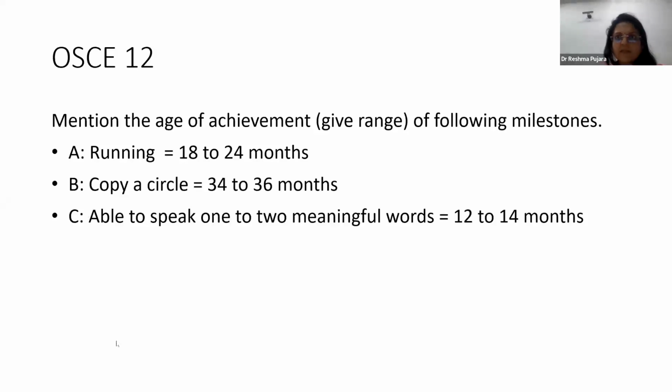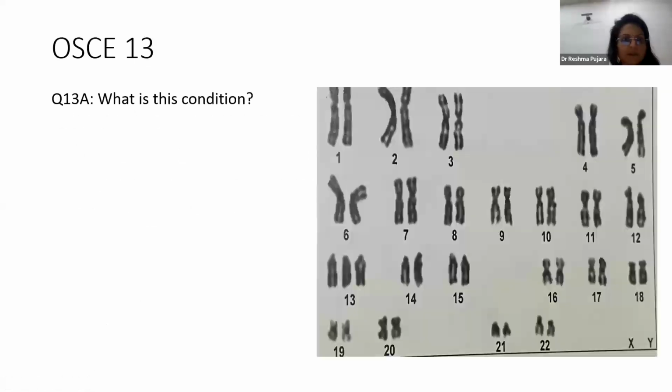is we need to understand the red flag signs. So obviously normal development is important, but at the same time we need to know the highest age by which, if a child is not able to achieve a certain milestone, then we need to take some action. I'm sure you all are aware of that. Okay, we'll move on to the next. This is the last one, I think.